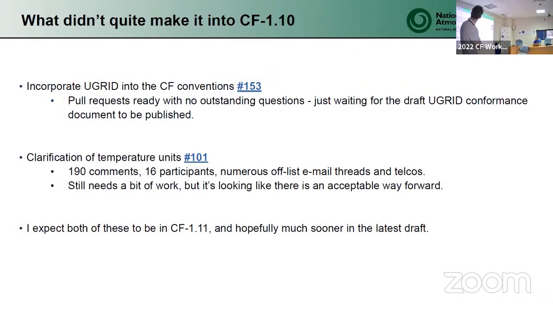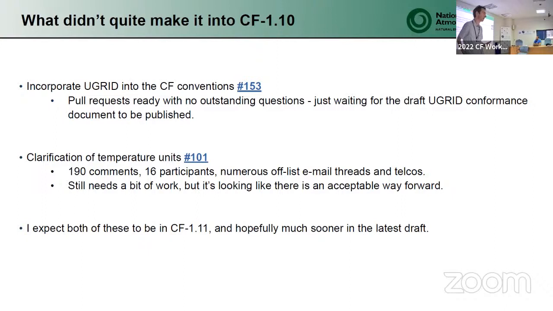Okay. Oh, yeah. So what you can't quite read, I didn't realize that was hidden. This says what didn't quite make it into CF 1.10. So I alluded that some things that might have gone in could have changed my random statistics at the beginning. And just two I've picked out, which in my perception might have gone in and are close or close-ish, these two. So first one, incorporating UGrid into CF.